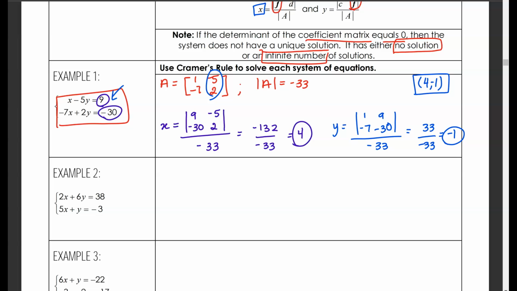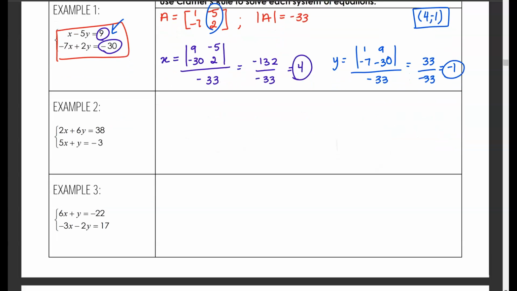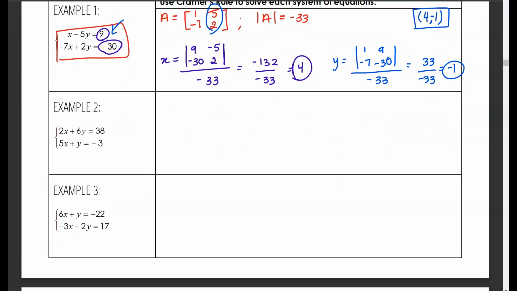Now, this is a whole new concept, and it might be a little funky, so let's go ahead and try one more example. First, let's identify that coefficient matrix. It's going to be 2, 5, 6, and 1. Now let's calculate that determinant. The determinant of A is going to give us -28.